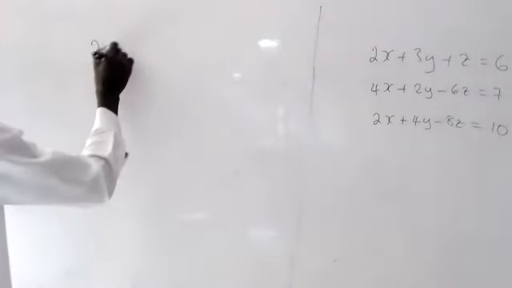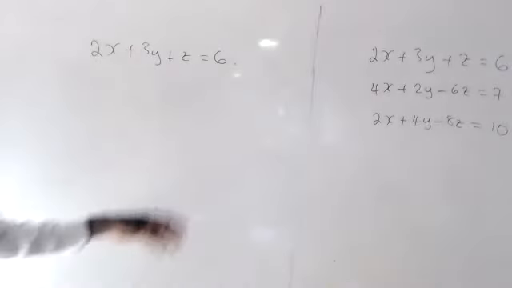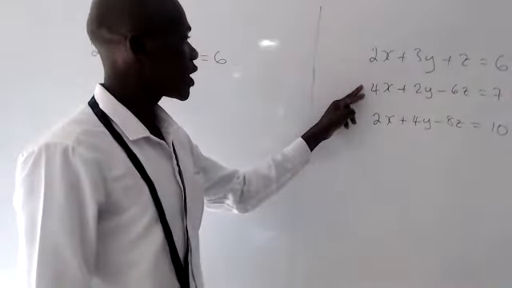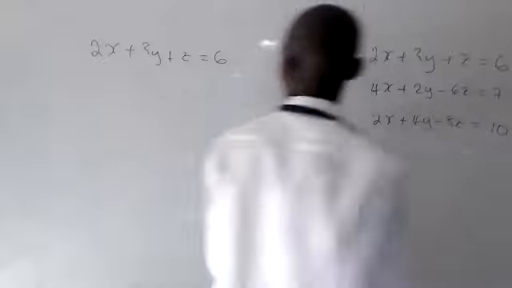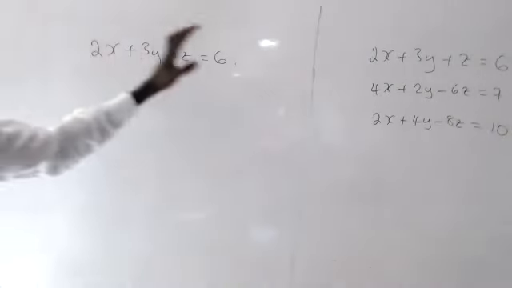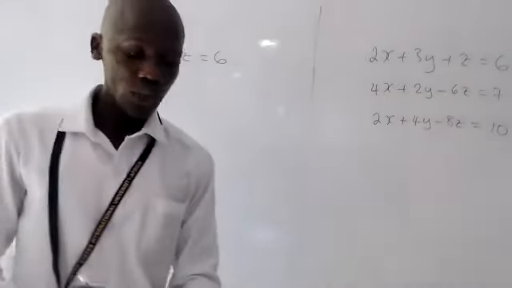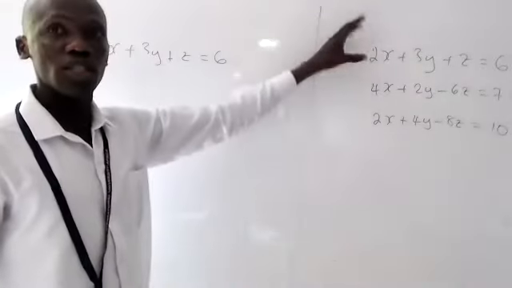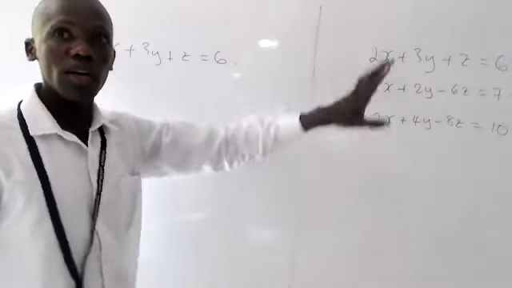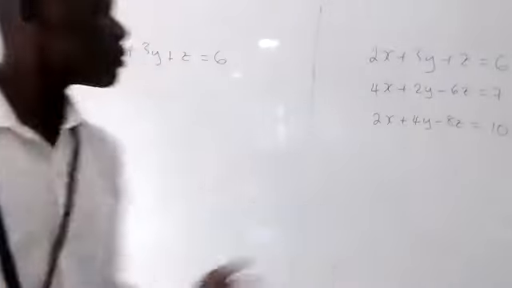So first of all, we are going to maintain the first equation, 2x plus 3y plus z is 6. Then we want to eliminate x from the second equation and the third equation. This is equation 1, equation 2, equation 3. We keep the first equation as it is, and eliminate x in the second and the third equations. How do we do elimination? If you want to do elimination by addition, make sure that the coefficients of the terms in the 2 equations are additive inverses, then you can add. If they're the same, then you can subtract.